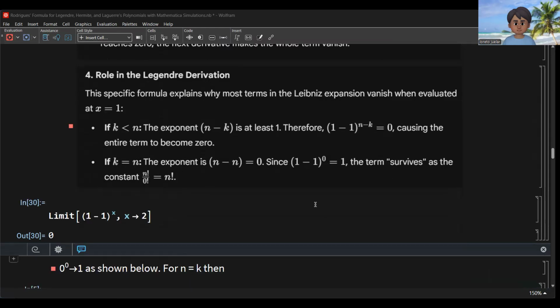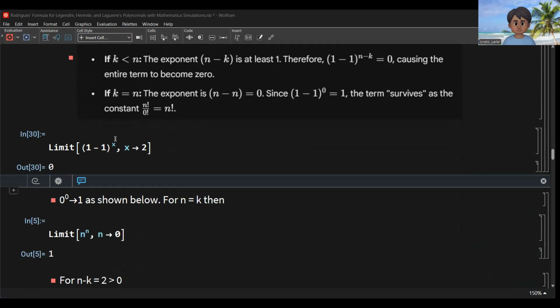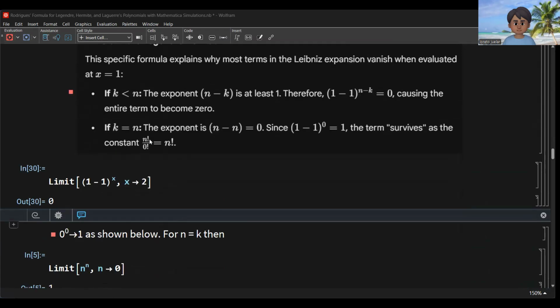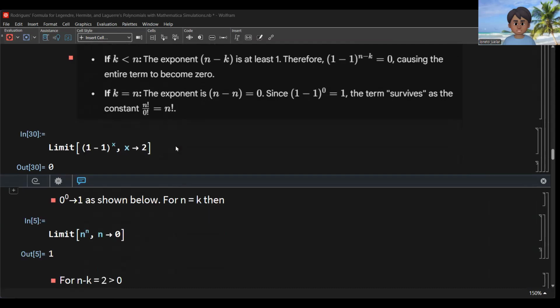So we have here x approaches 1. So n here is greater than k. So this becomes 0 by using the limit. Then if k equals n, the term is n minus n equal to 0. Since 1 minus 1 raised to the 0 is equal to 1, the term survives as the constant n factorial over 0 factorial, which is equal to n factorial.